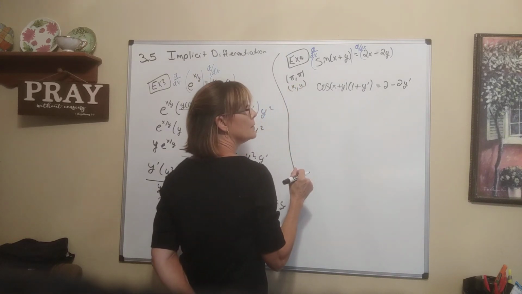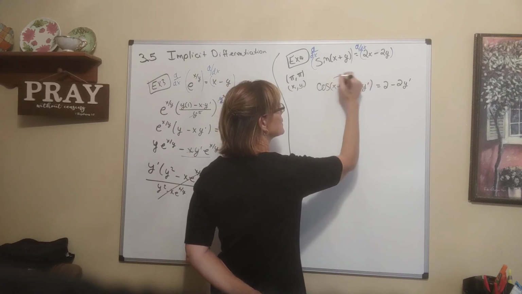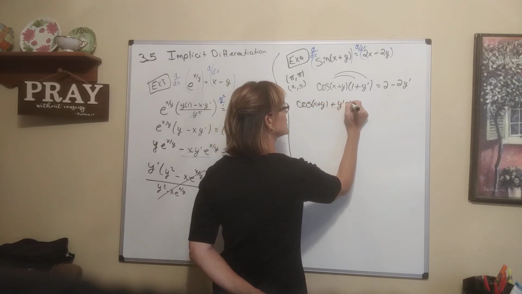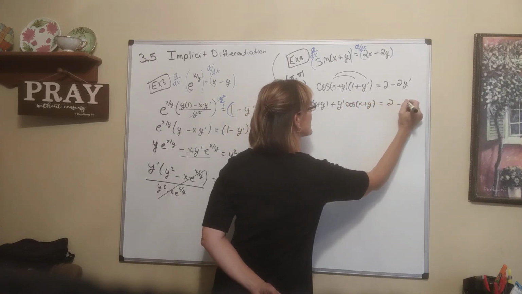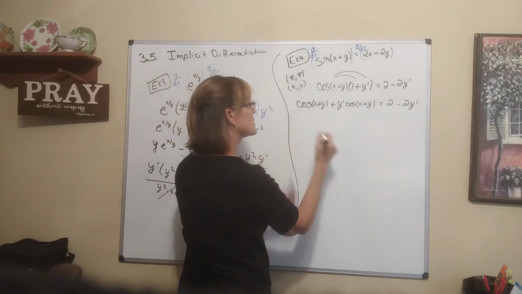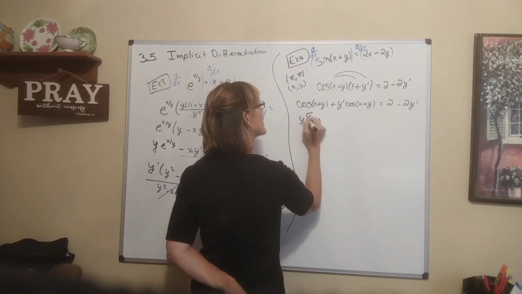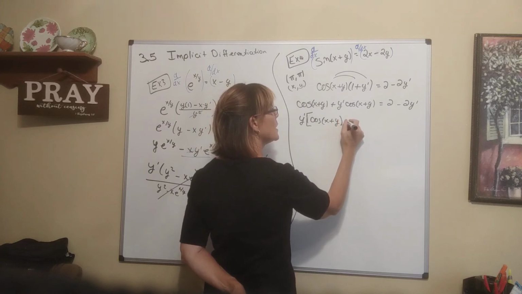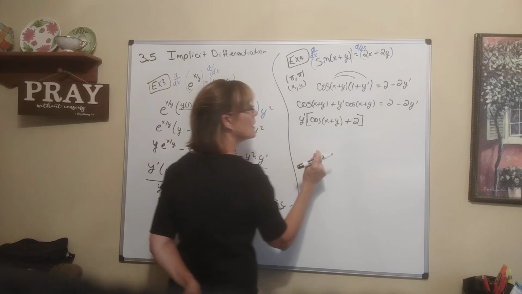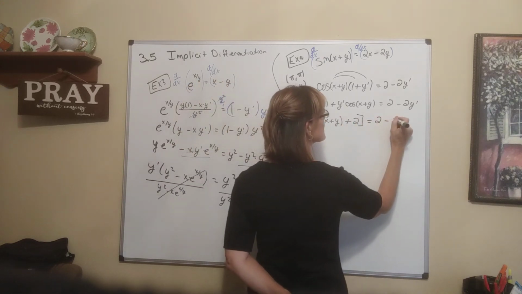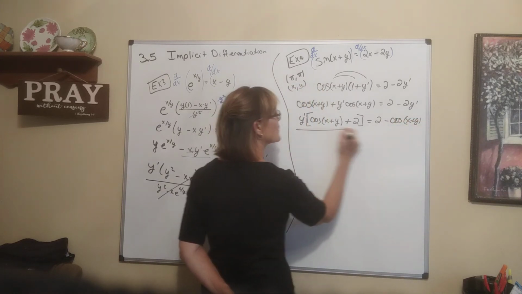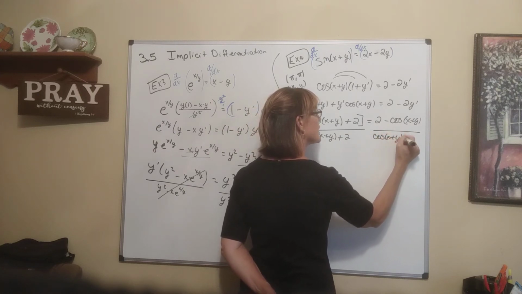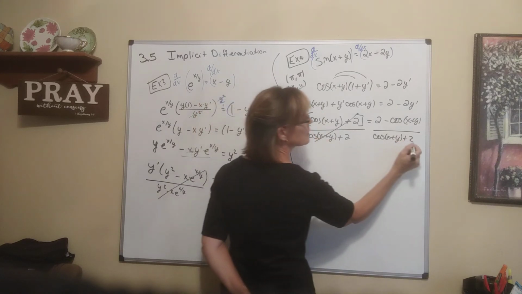And so now we have to solve for y prime to find out what dy/dx is. So I'm going to distribute cosine of (x plus y) to both terms. Cosine of (x plus y) times 1 is the cosine of (x plus y), plus y prime times the cosine of (x plus y) equals 2 minus 2y prime. Okay, let's get our y primes on this side, everybody else on that side. So it's going to be y prime times the cosine of (x plus y), plus 2y prime, is equal to 2 minus the cosine of (x plus y). Now to solve for y prime, I divide both sides by the cosine of (x plus y) plus 2. And that is what y prime equals.